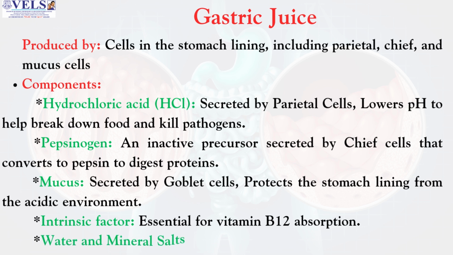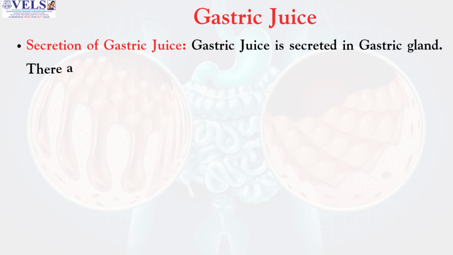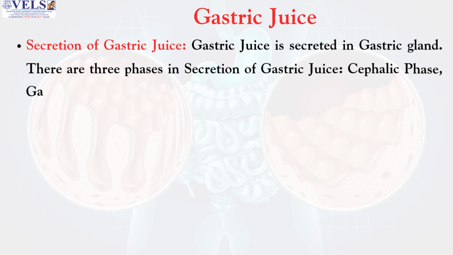Intrinsic factor is essential for vitamin B12 absorption. Water and mineral salts are secreted by gastric glands. Gastric juice is secreted in gastric gland. There are 3 phases in secretion of gastric juice: cephalic phase, gastric phase, intestinal phase.